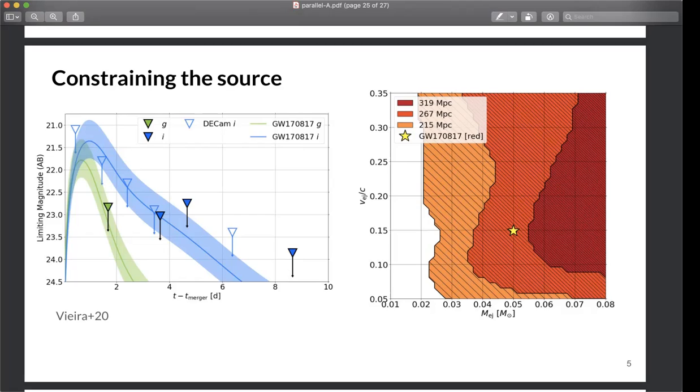And then on the right, you're seeing the parts of ejecta mass and velocity space. These are two macroscopic parameters that we care about in these events. And you're seeing parts of parameter space that we're able to rule out. And we're able to rule out pretty confidently a large fraction of the relevant parameter space with our observations.